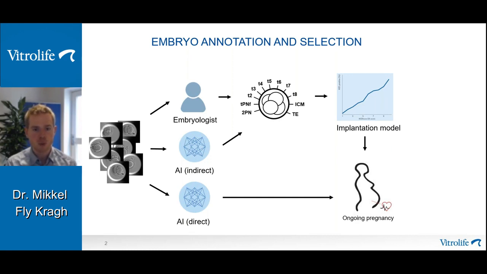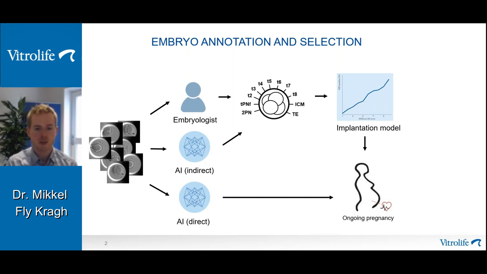For the past few years, we at Vitrolife have developed a number of AI-based algorithms that can help automatically predict these parameters and thereby save the embryologist a considerable amount of time while providing both consistent and accurate annotations. That's what we call indirect AI methods, because they still require an implantation model and they are based on existing traditional parameters. These models are currently running in numerous clinics, where they help optimize the daily workflow.